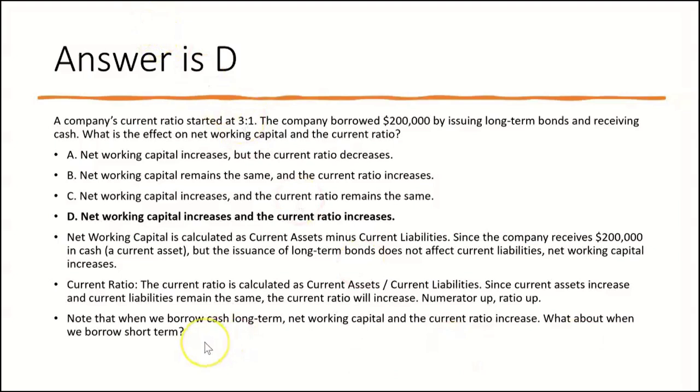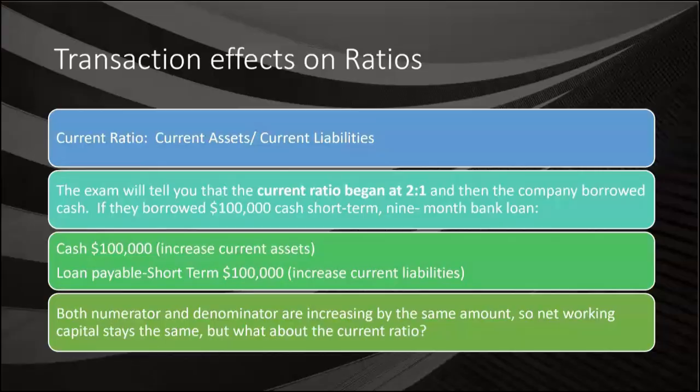What about when we borrow short term instead of long term? What's going to be the impact on net working capital, and what's going to be the impact on the current ratio? So we're still on the current ratio, and the exam will tell you that the current ratio began, let's say, at 2 to 1. And then the company borrowed cash again. But if they borrowed $100,000 cash short term on a 9-month bank loan, then cash is going to still go up, increase current assets again.